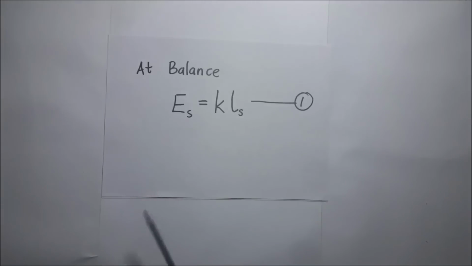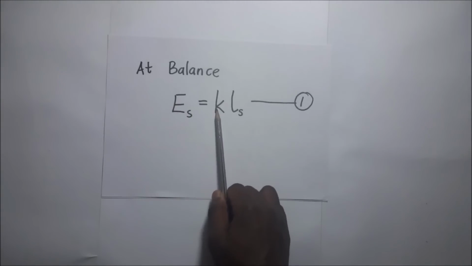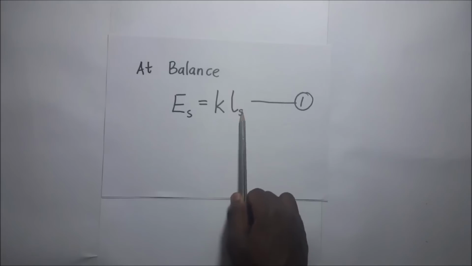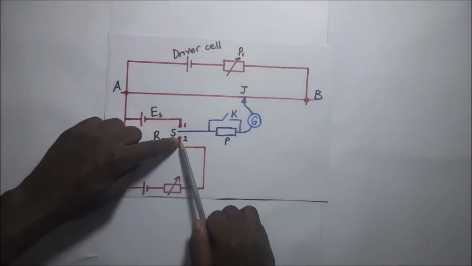And that is our first expression, that the ES, which is the PD across the standard cell, is equal to the PD per unit length K times LS. We have called that balance length LS. So from there we go ahead and connect S to position 2.